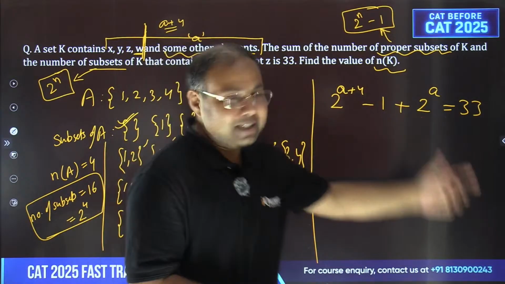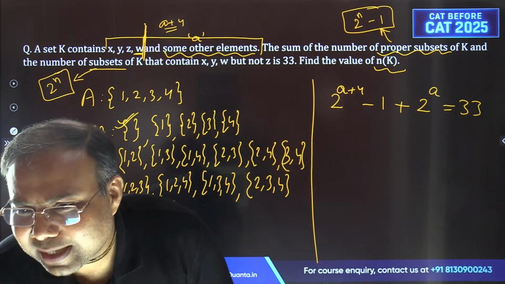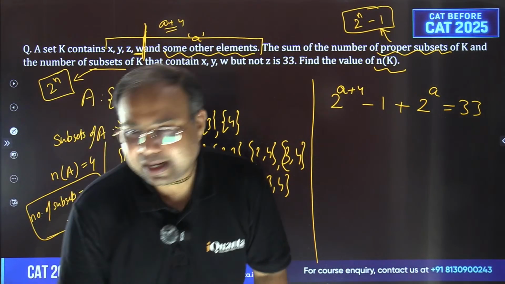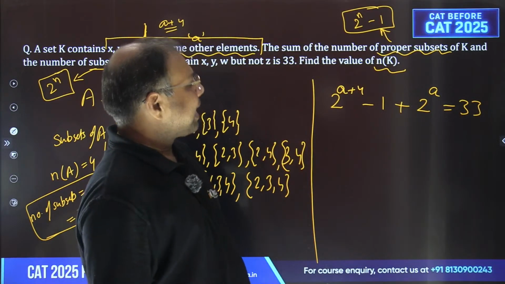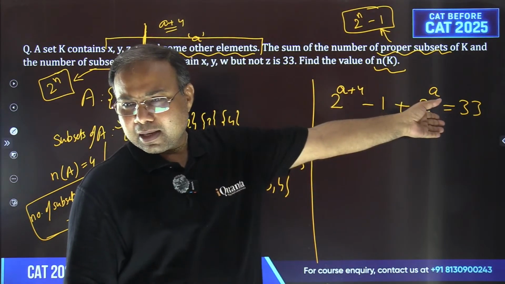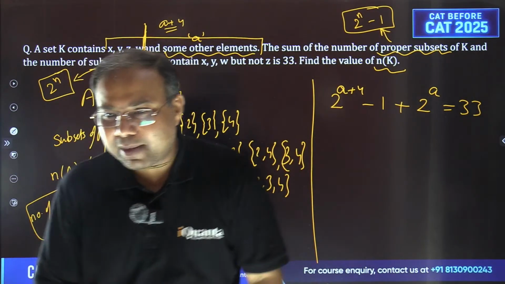So I hope it is done. A कितना आया? A is 2. नहीं Tejaswini, A is 1. Yes, A is coming out to be 1. Sahil, good. By putting the numbers only you can check. A is coming out to be 1.